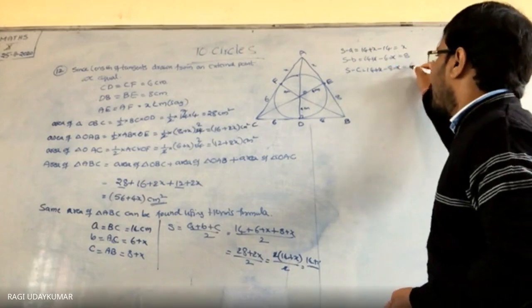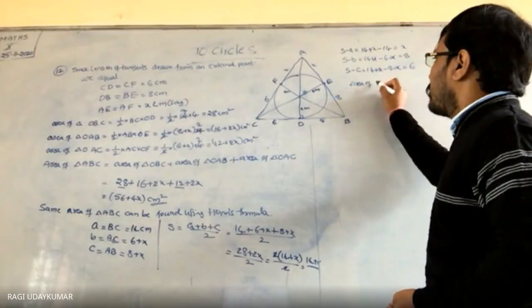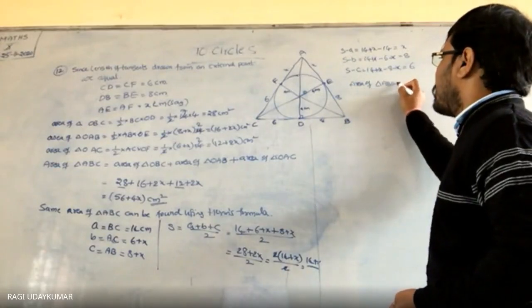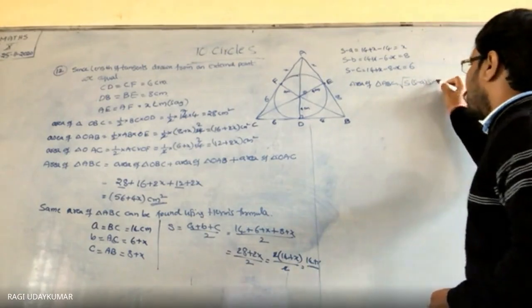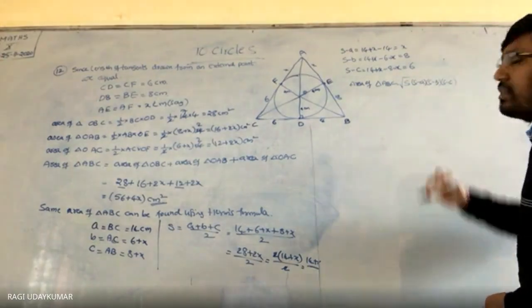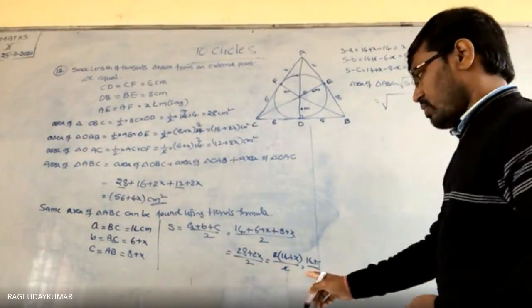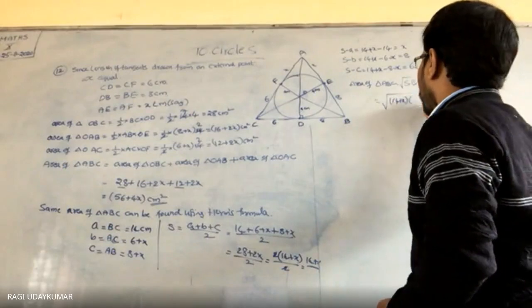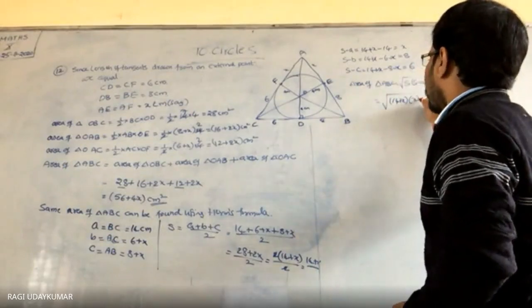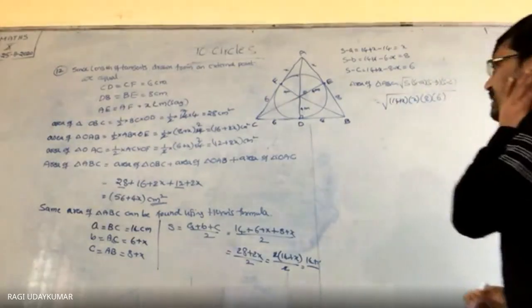X will get cancelled. Area of triangle ABC is equal to the square root of s into s minus a into s minus b into s minus c, which is equal to the square root of s, where s is 14 plus x, in the brackets you write. s minus a is equal to x, s minus b is equal to 8, s minus c is equal to 6.